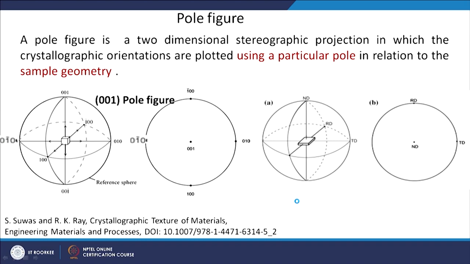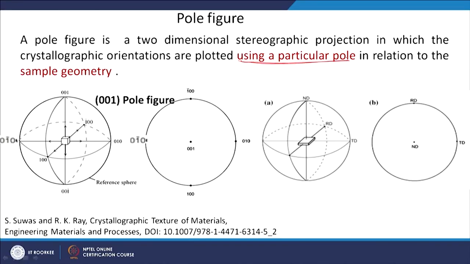If you remember when we were plotting stereographic projection for, let us say, the 001 standard stereographic projection, what we did is we put the 001 normal such that it was hitting the top pole, and it was projected exactly at the center of our projection. Then we plotted all the other poles with reference to that. So we plotted all the 110 poles or 111 poles. There we did not restrict any pole, we plotted all the poles.